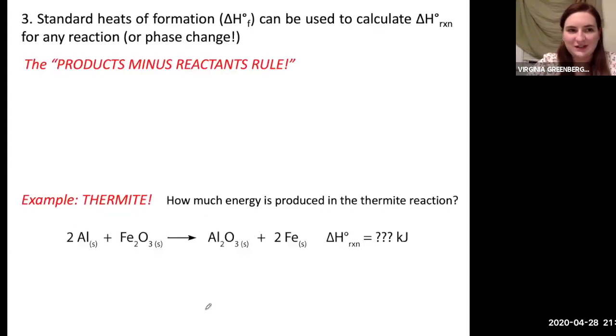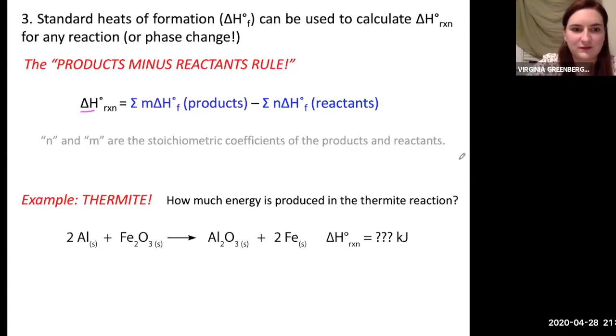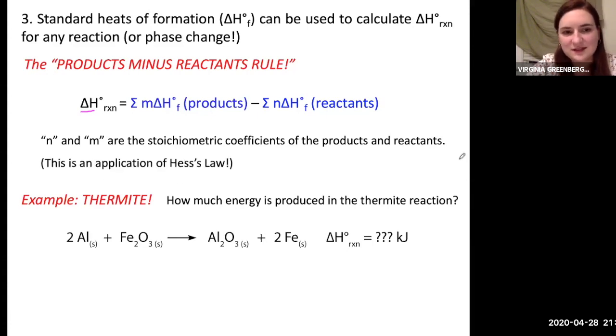Our next equation is oftentimes referred to in shorthand as the products minus reactants rule, and it is a lot like what it sounds like. The delta H for a given reaction is going to be equal to the delta H of formations of all the products added up, times their coefficients, minus the delta H of formation of all of the reactants added up, times their coefficients. N and M are just there to represent the coefficients. This is an application of Hess's law, but you don't have to worry about connecting the derivation.